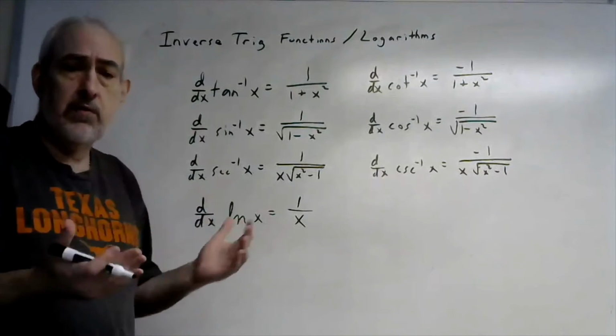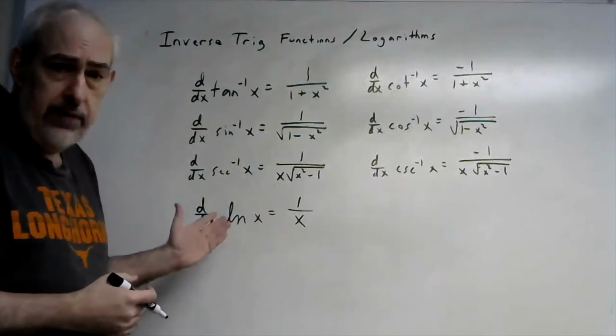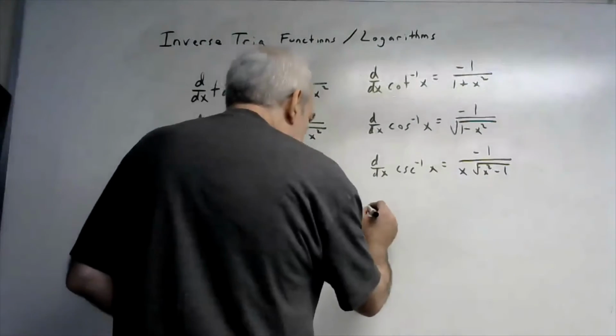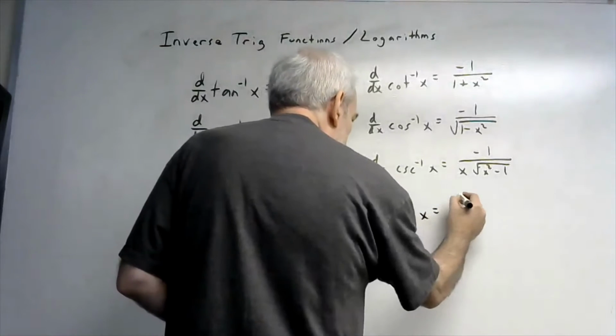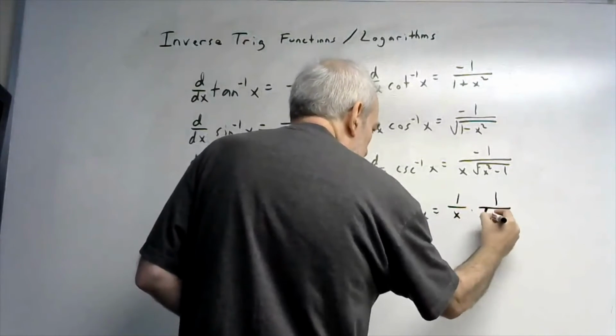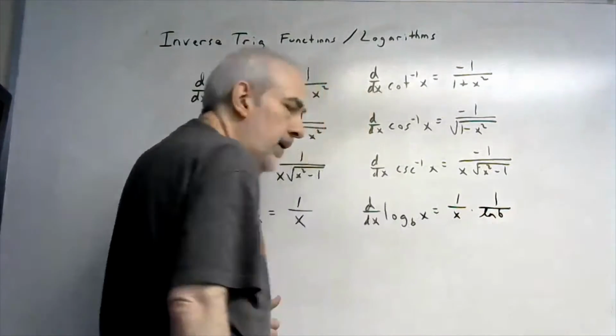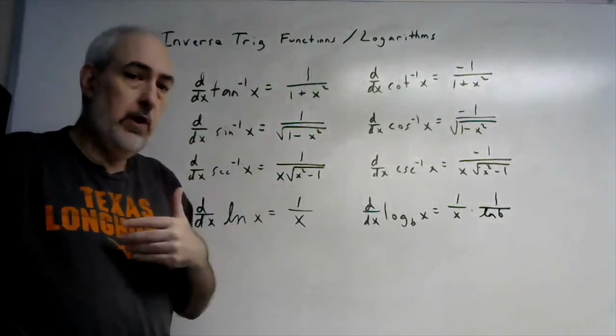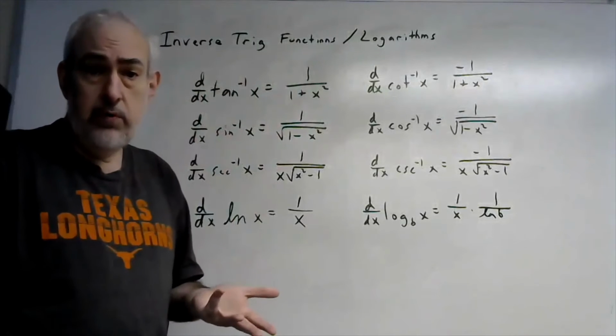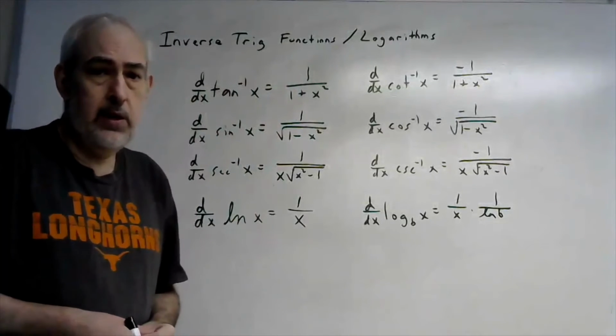But anyway, the derivative of ln x is 1 over x. I think I've written this before. And the derivative of log base b of x is 1 over x times 1 over ln b. Okay, so these derivative rules, as I explained, you can prove using implicit differentiation.